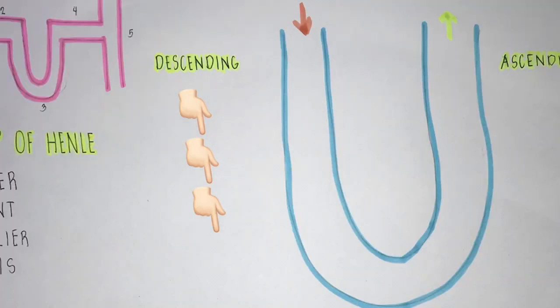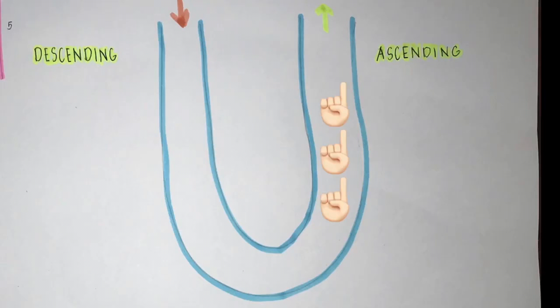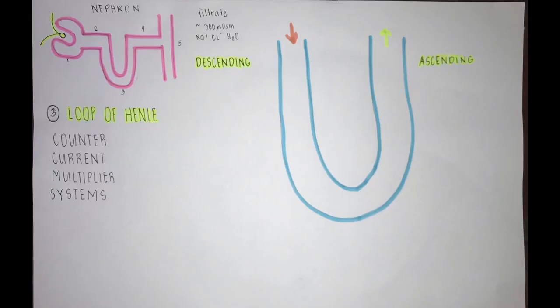In this section here, the filtrate is moving downwards, and then up here at the ascending limb it is moving in the opposite direction. It's coming back up. But before we go beyond this discussion, let's talk a little bit about the concentration of the filtrate as we're coming through into this loop of Henle.